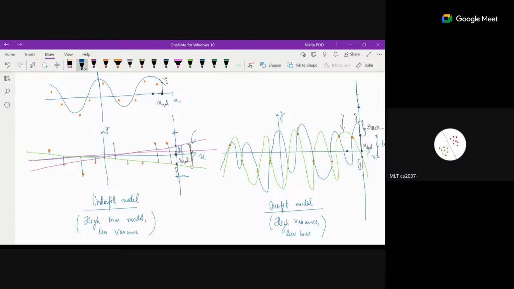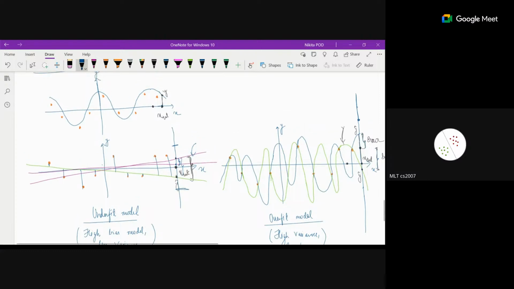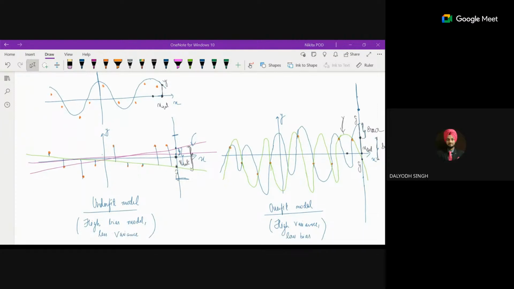So this is a major difference between an underfit and an overfit model. So every time, how can we visualize bias, ma'am?